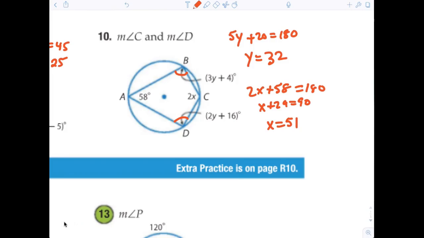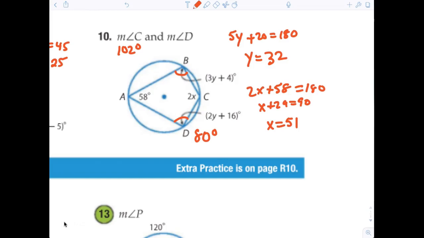Now, of course, we have to make sure we answer the question. It didn't say solve for x and y. It said find C and D. So C then would just be what? 102 degrees. And angle D would be what?